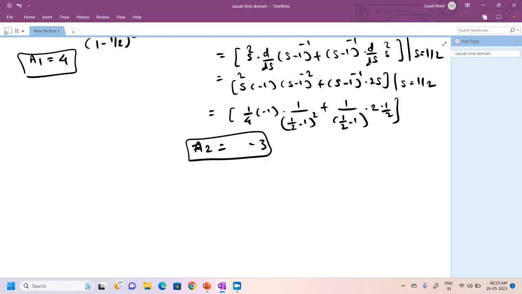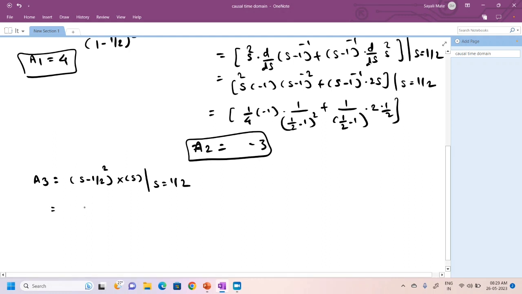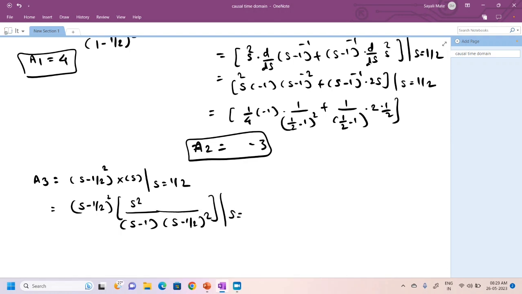Now let us go for the third coefficient, that is A3, which we are going to calculate by our normal method. So now A3 is equal to (s − 1/2)² X(s) at s = 1/2. Which is equal to (s − 1/2)² into the value of X(s), which is nothing but s² / ((s − 1)(s − 1/2)²), at s = 1/2.